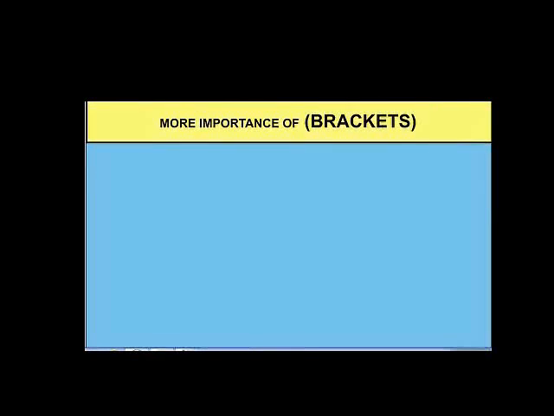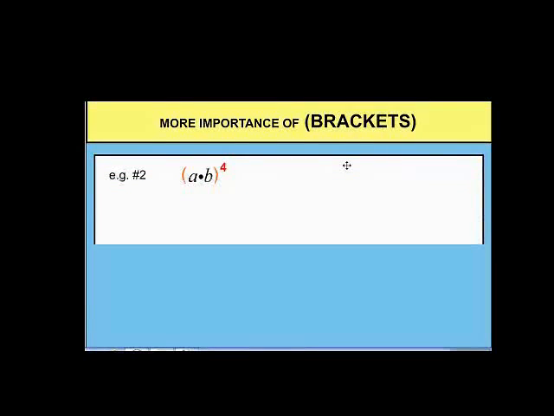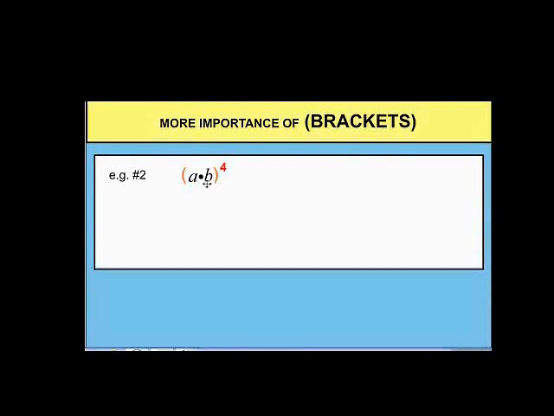All right, we're going to keep looking at brackets, the more importance of brackets. I know it's just as exciting as it sounds, but let's take a look at another example here. So in this case, I've got a times b in brackets, and it's all to the power of 4, the exponent of 4. I wrote it as a times b. You could also just write it as ab. You don't necessarily need the times symbol. So what does this mean?